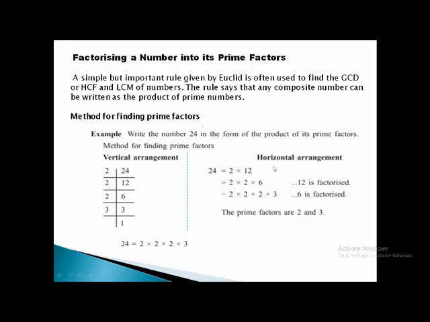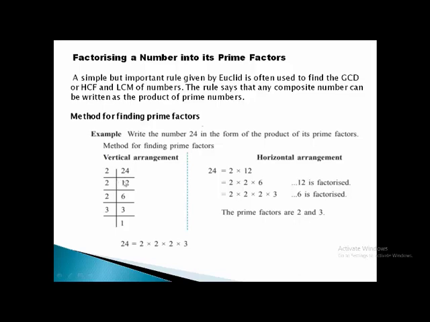Now here are two methods. The first one is the vertical method, the second one is the horizontal method. Vertical means the numbers are arranged vertically, and horizontal means the numbers are arranged horizontally. Now see the first one. If you see the number 24, 24 is divisible by 2.